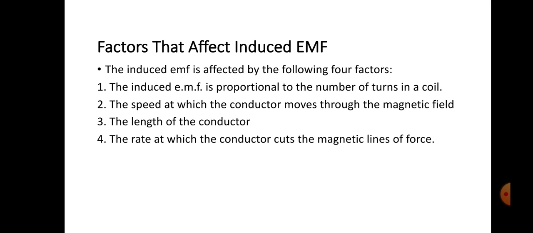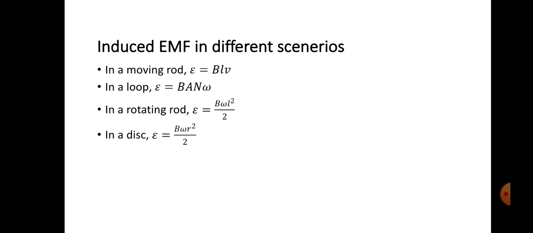Number 2 is the speed at which the conductor moves through the magnetic field. Number 3, it also depends on the length of the conductor. Number 4, it depends on the rate at which the conductor cuts the magnetic lines of force. Actually, the first 3 are significant. Number 4 is just relating to the first 3.